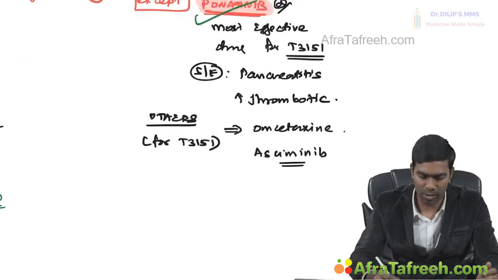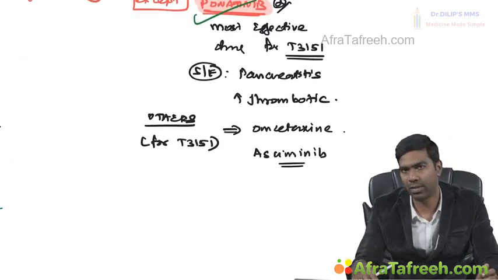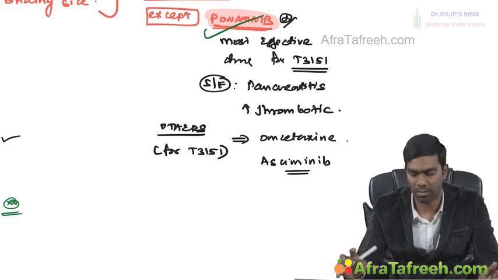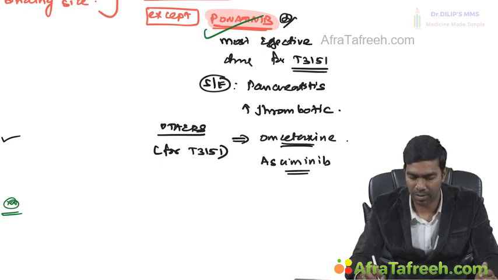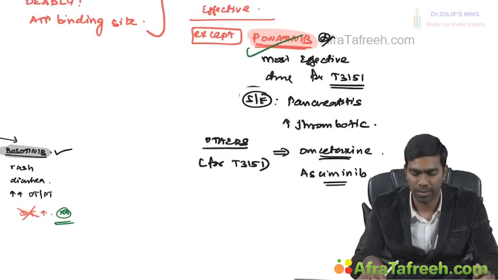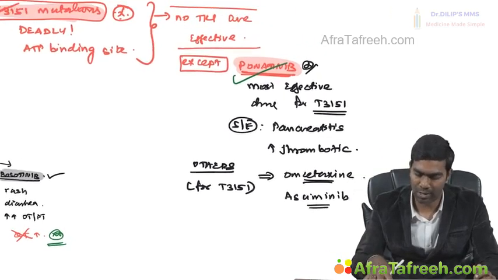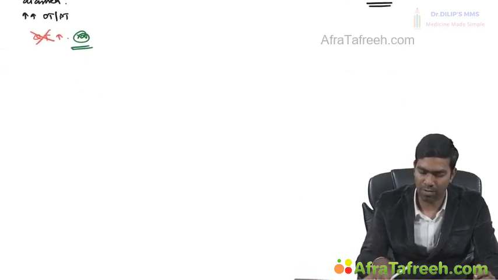So remember, the only drug that is highly effective in T315I mutations is ponatinib, again and again. Omacetaxine is effective, but not that much effective. It's only for a shorter run, not for a long run. Very, very short run. Only a short-term response you can expect. So there is a lot of difference.